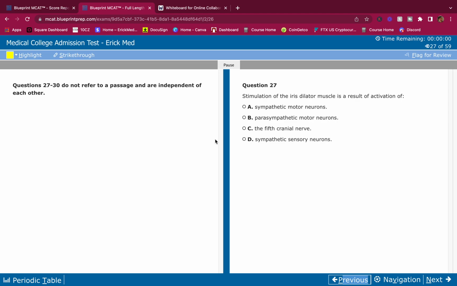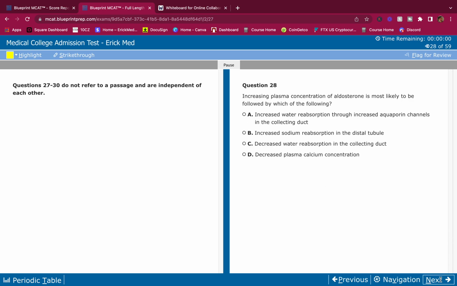All right, let's see. Stimulation of the iris dilator muscle is a result of activation of sympathetic motor neurons. Okay, dilating the eyes allows more light to come in. More light coming in allows me to see everything clearly in case I am being attacked or in case I gotta go and run. All right, that's how you remember it. 27 is A. I don't even gotta look at the other ones.